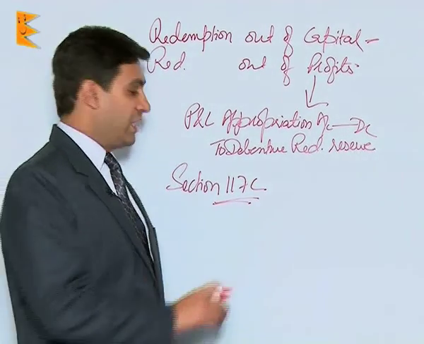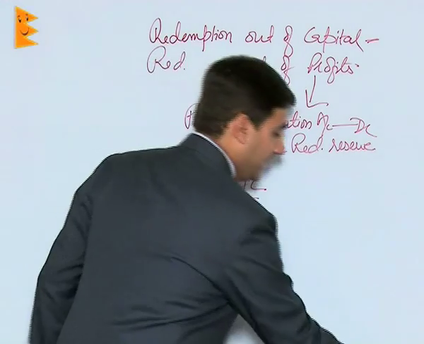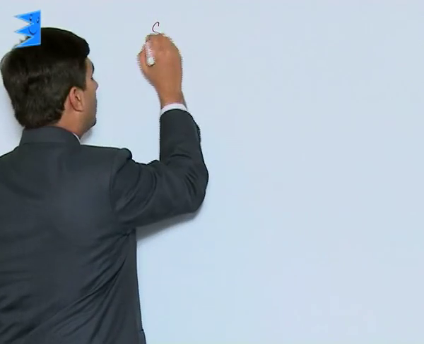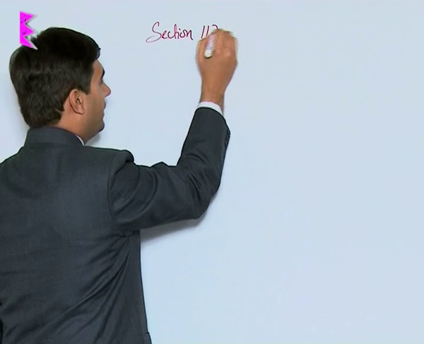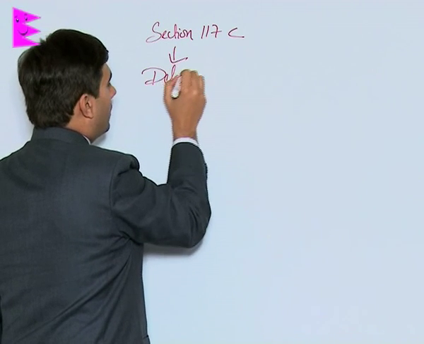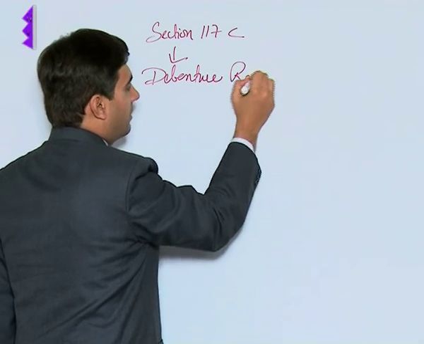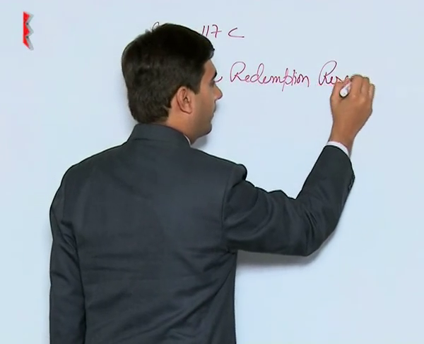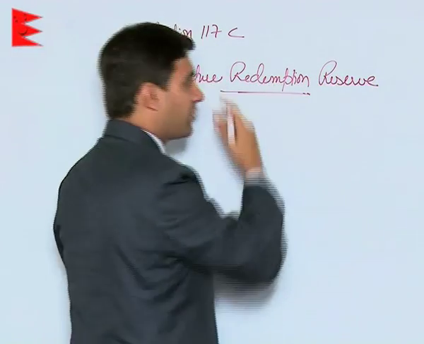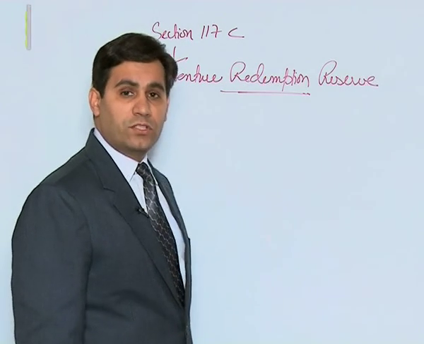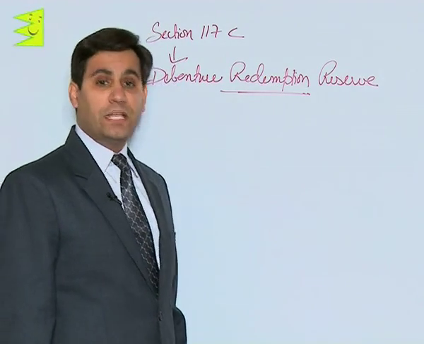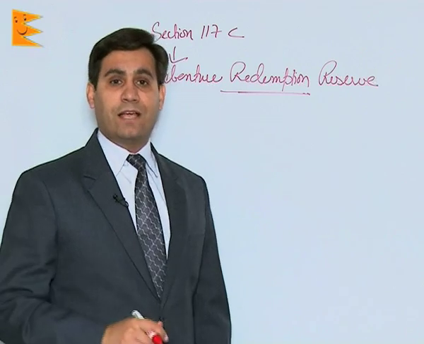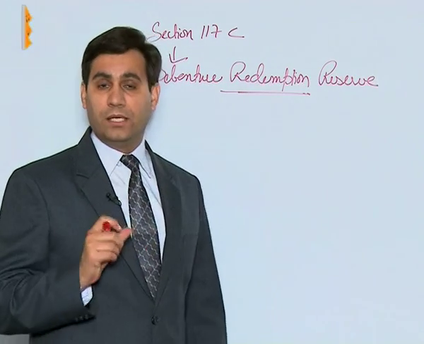So this brings us to section 117C. Let us understand in detail about debenture redemption reserve. Students, section 117C, debenture redemption reserve is created in accordance with this section. Now this section makes it very clear that before the redemption is to begin, the company must have transferred adequate profits to debenture redemption reserve. Remember, there is no stipulation in the act as to what or how much amount should be transferred.